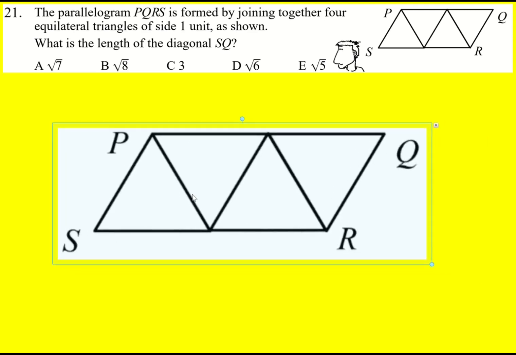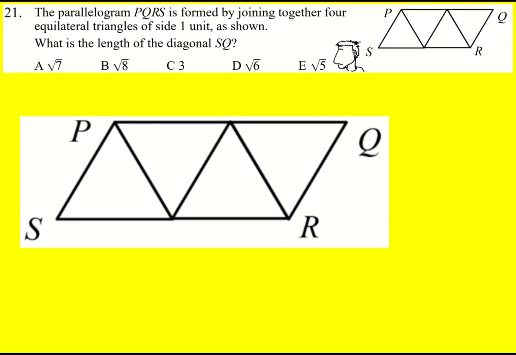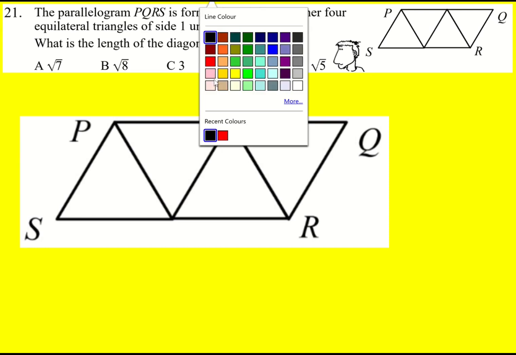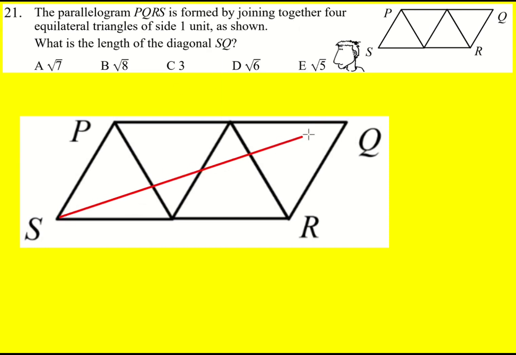We're asked for the length of the diagonal SQ in this setup. So I'm going to just draw that on to begin with. This length here. Now when you're looking at lengths of lines, a good shout is often to use Pythagoras, and that's what we're going to be doing here. We're in fact going to have to extend this and then draw a line going up.